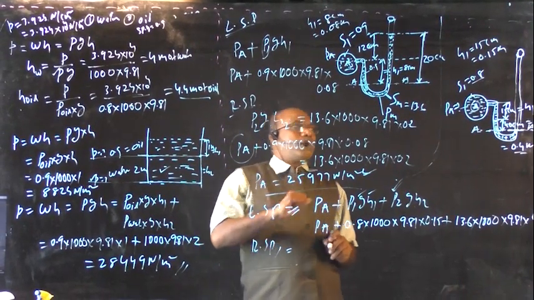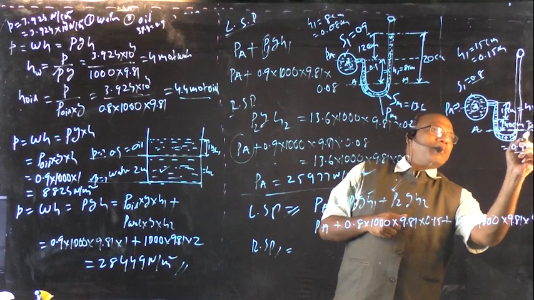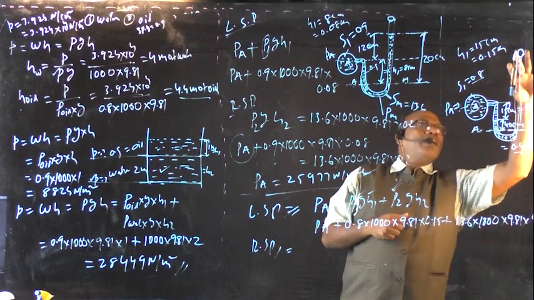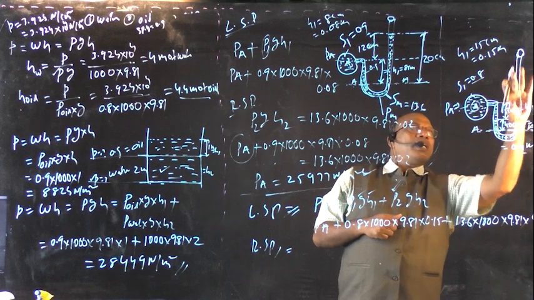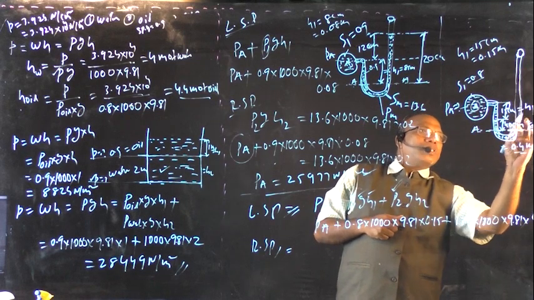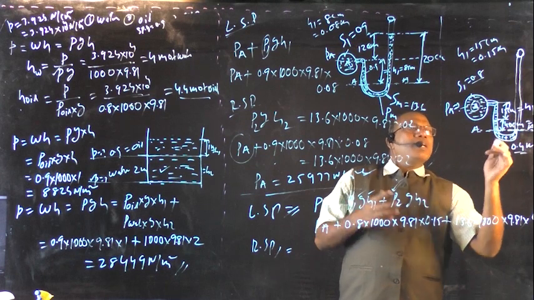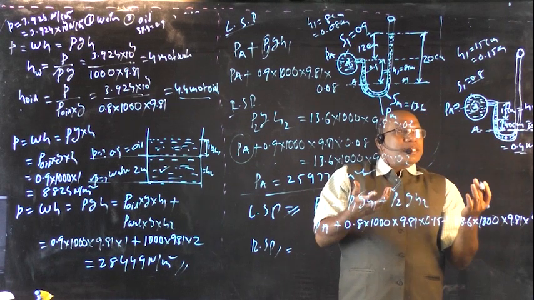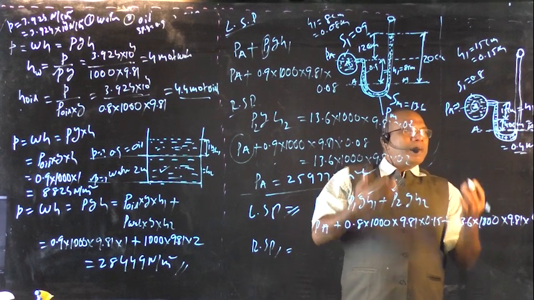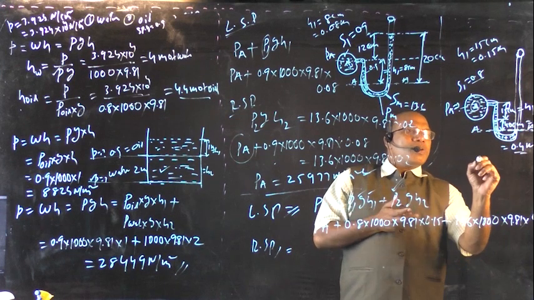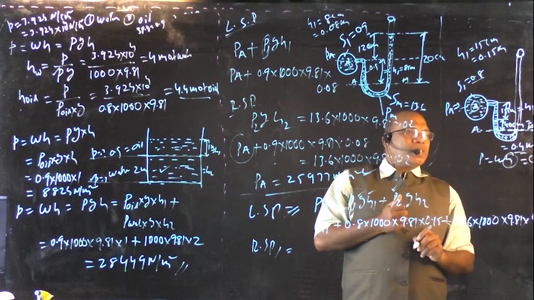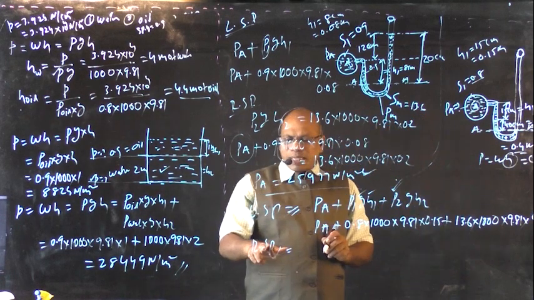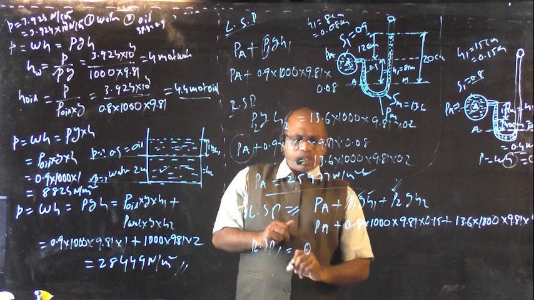Right side pressures, above the datum line AA, there is no liquid in the column. In the right side limb, the right side glass tube, there is no liquid. Therefore there is no H, there is no pressure. P is equal to WH, H is equal to 0, so automatically pressure is equal to 0. Therefore the pressure on the right side is equal to 0.